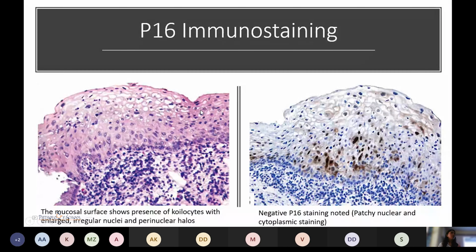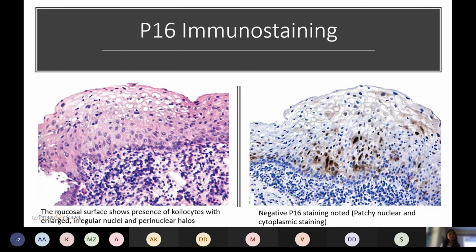Whereas in the case of low-grade squamous intraepithelial lesion, the virus just multiplies. It does not integrate itself into the cell. That is why P16 immunostaining in this case is negative. That is, patchy nuclear and cytoplasmic staining indicates that the P16 immunostaining is negative in this case.